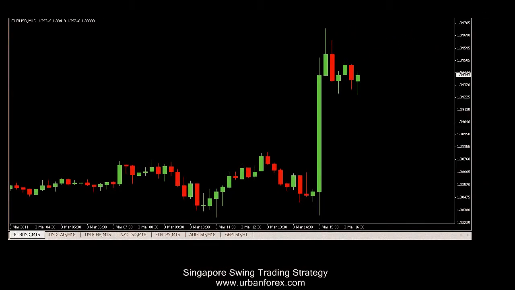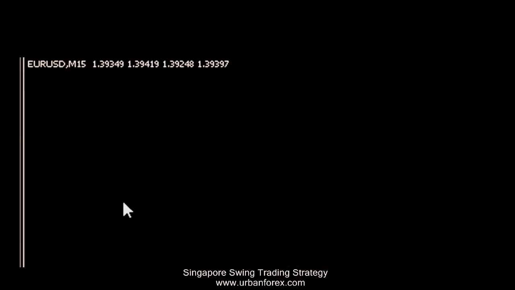Let's open up our charts here and show you how it's done. You've probably read about it on the website, and here I'm going to give you a walkthrough on how to get this started. Let's open up a chart, preferably a pair that has low spreads like EUR/USD or maybe even EUR/JPY. So let's switch to the 15-minute time frame, which you see right here, EUR/USD 15 minutes.